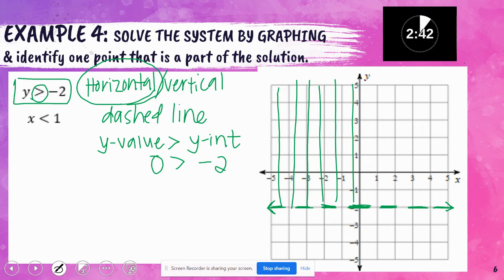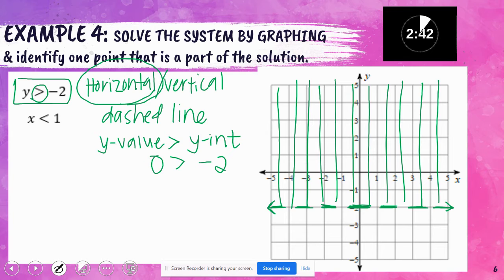I'm going to try to do this somewhat neatly. For whatever reason, when I graph these on a computer, they look messier. Then I'm done. I'll move on to the next equation.